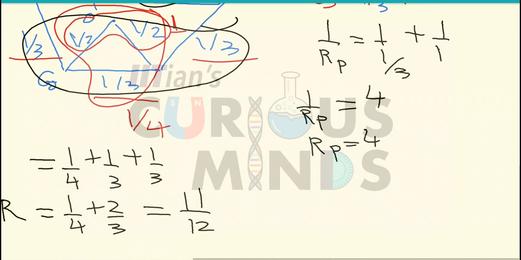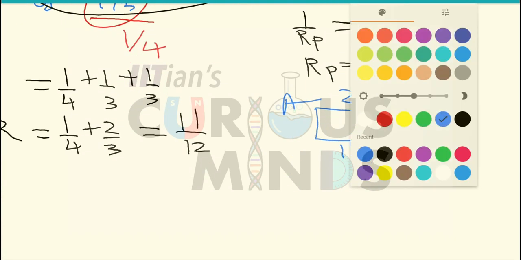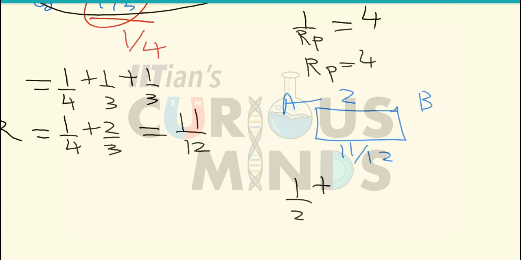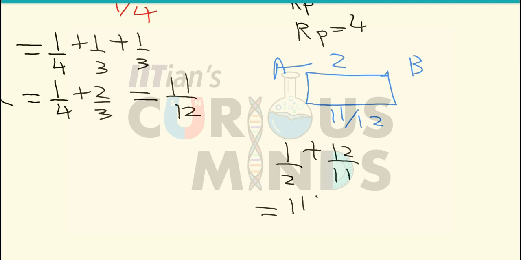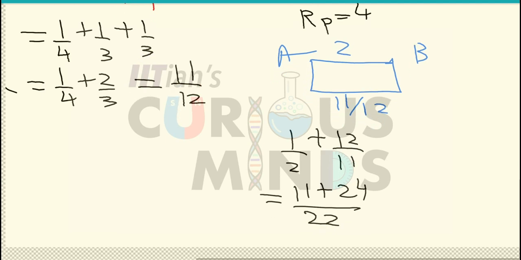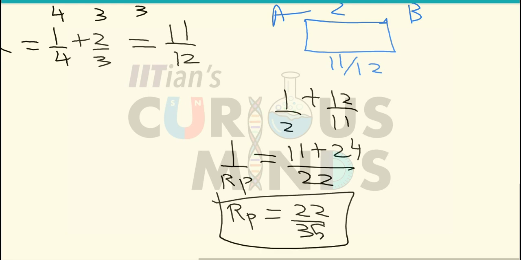Now 11 by 12 ohm, if I redraw the circuit, this will be AB, this will be 2 ohms. To this there is a parallel resistance of 11 by 12. Now both of them are in parallel, so 1 by 2 plus 12 by 11. Now this will give me the answer as 11 plus 24 divided by 22, which is 35 by 22, and this is 1 by Rp. Both of them are in parallel, so Rp will be equal to 22 divided by 35. This will be the equivalent resistance of this entire circuit.